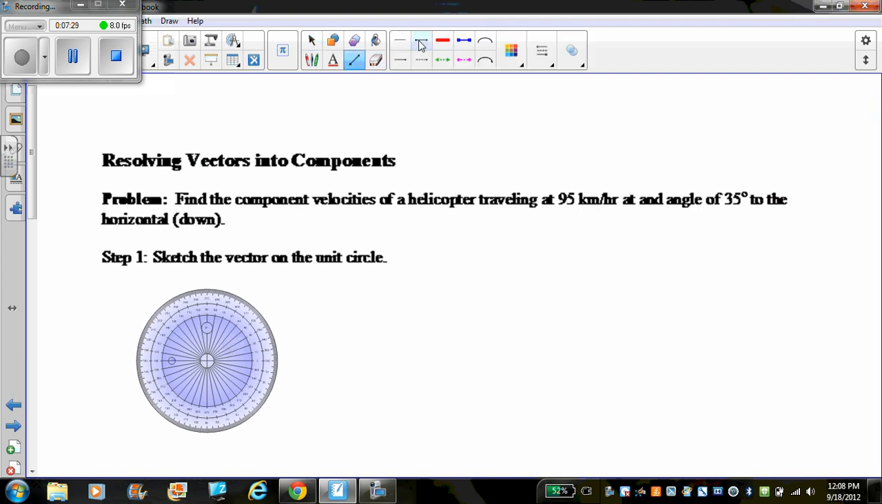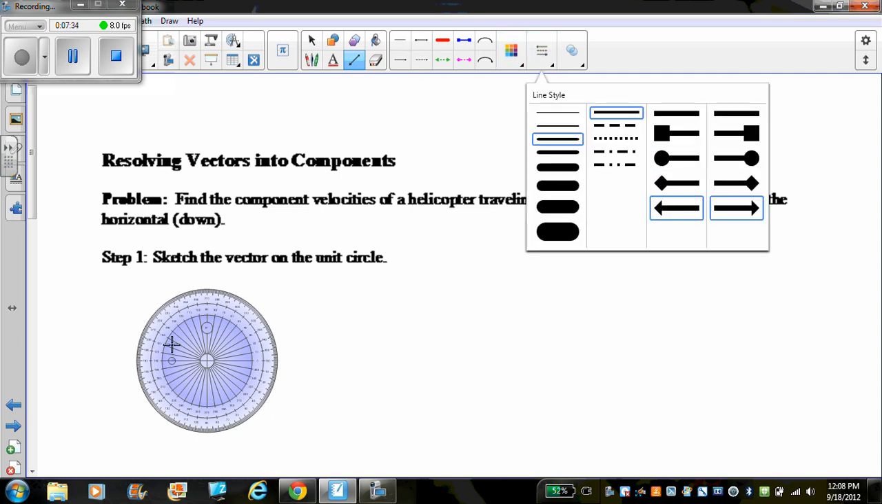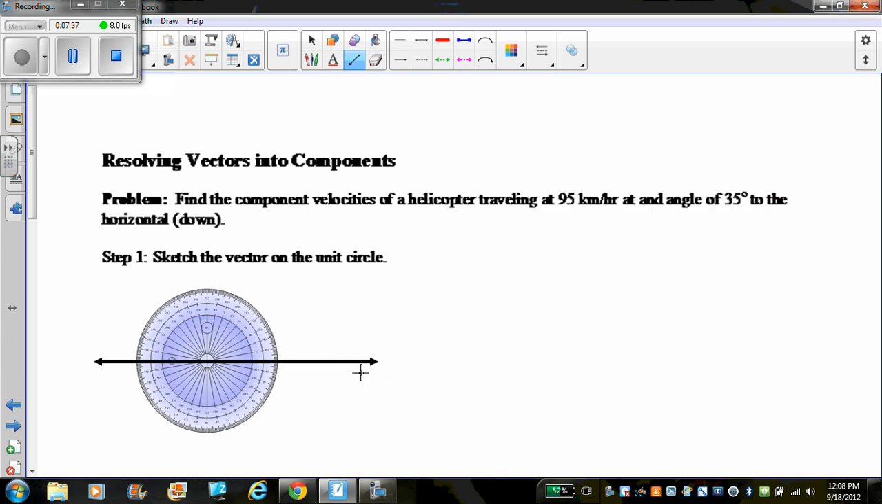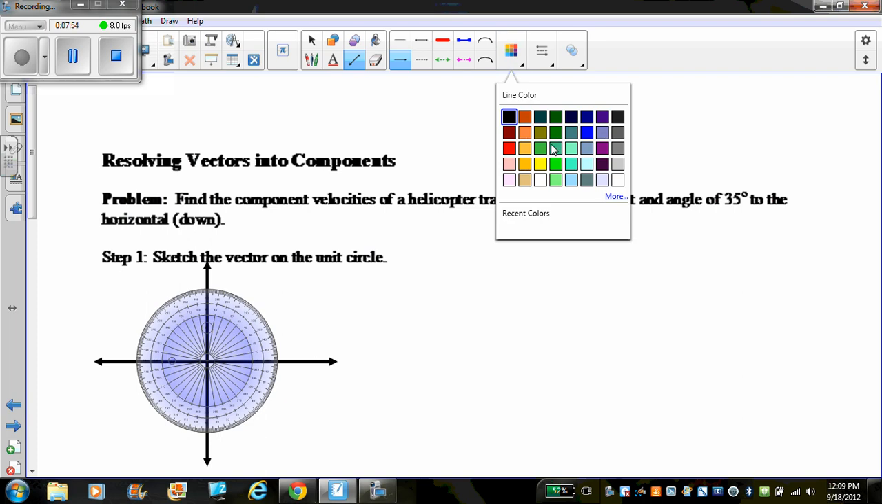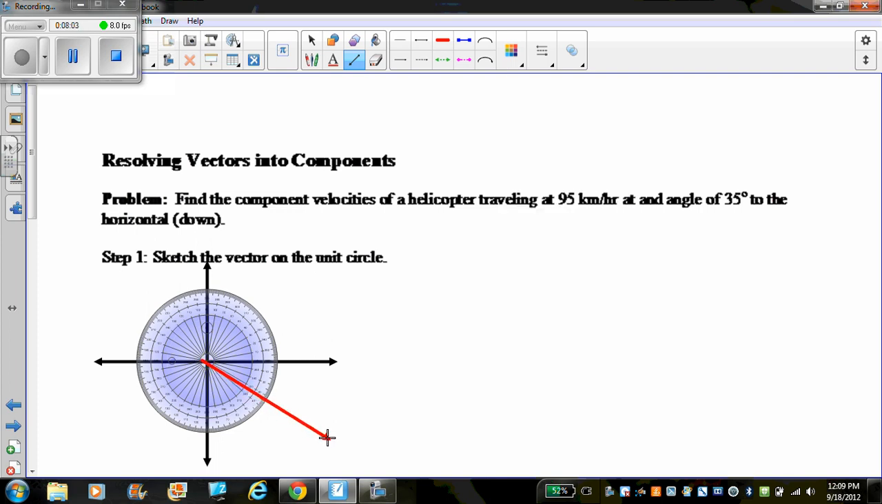Again, what I would like you to do is imagine a coordinate plane. So here's my coordinate plane with the angles measured. 95 kilometers per hour at an angle of 35 degrees to the horizontal. So now I'm going to draw my vector. 10, 20, 30, here's 35. Try to put this right at 35 degrees. So there's my vector. I've sketched it.